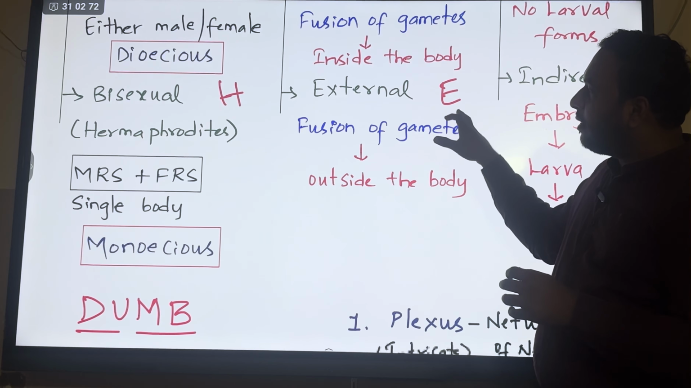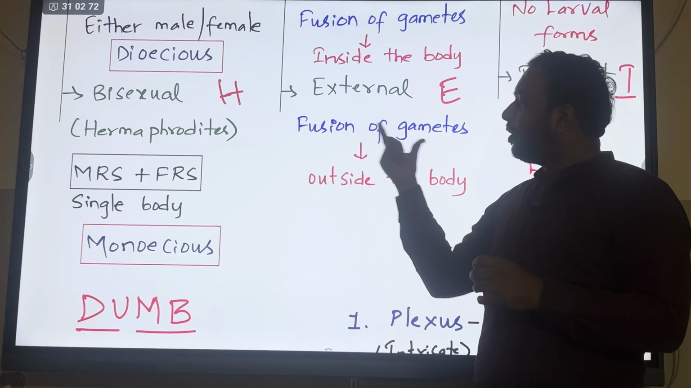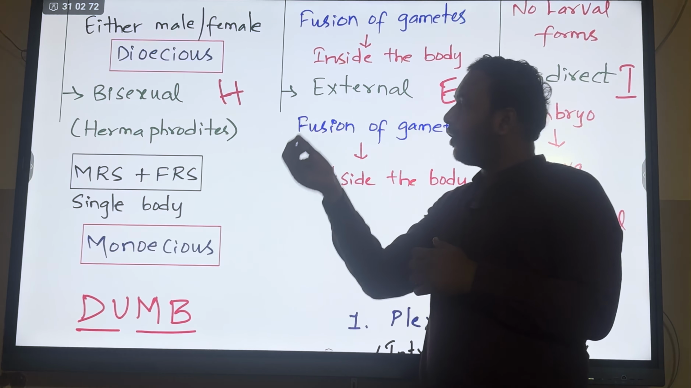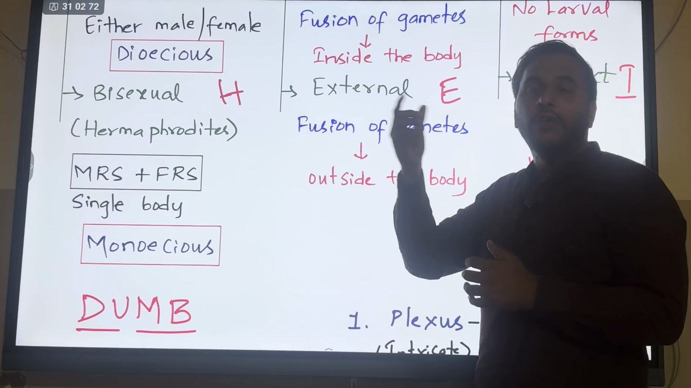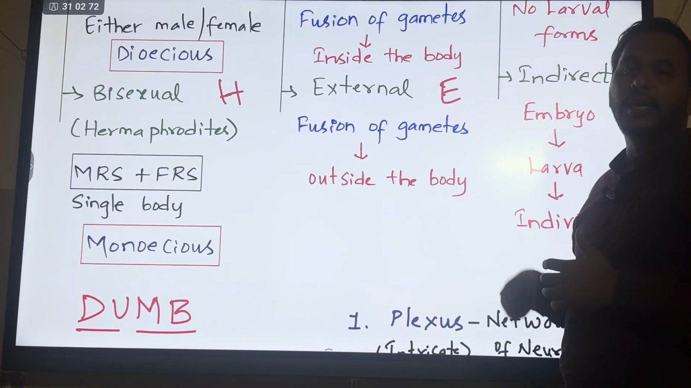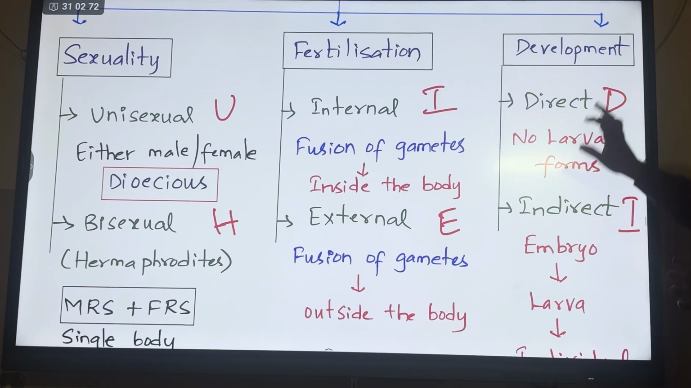Now coming to external fertilization. Fusion of gametes takes place outside of the parent's body, so we call it external fertilization. Fusion of gametes takes place outside of the body. Next one, development.